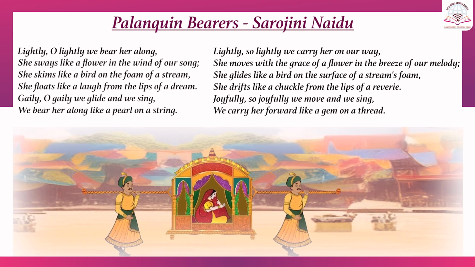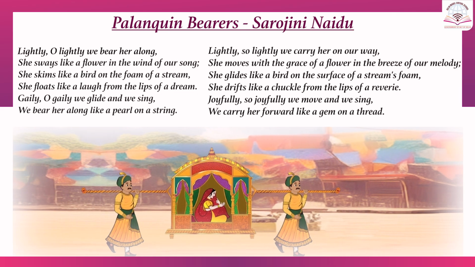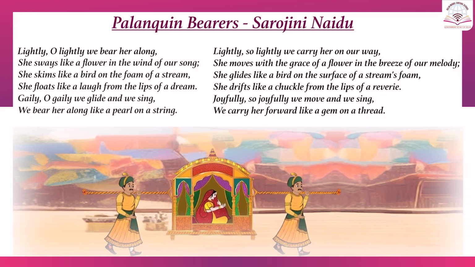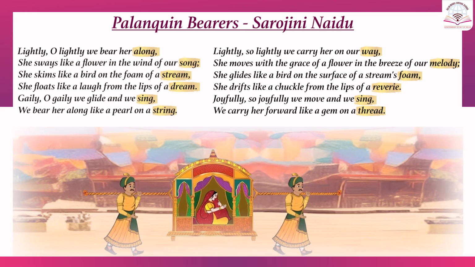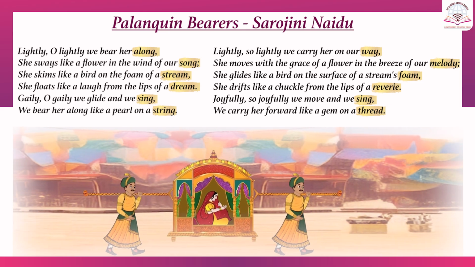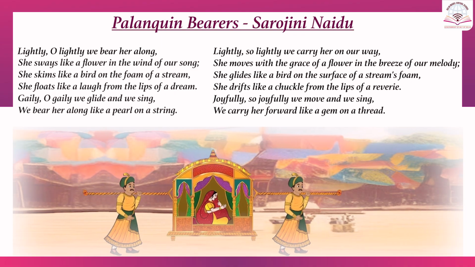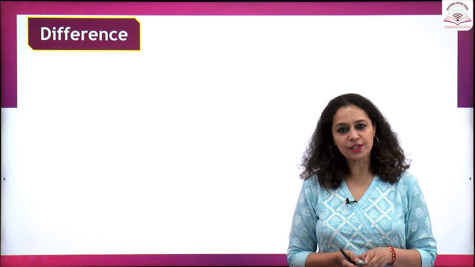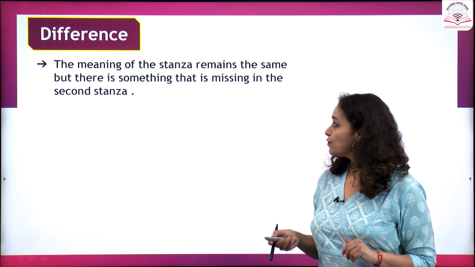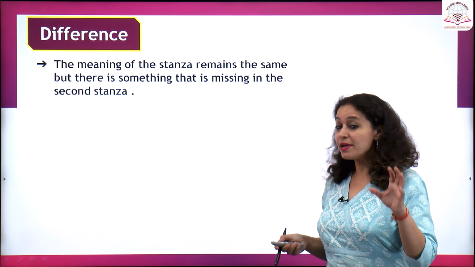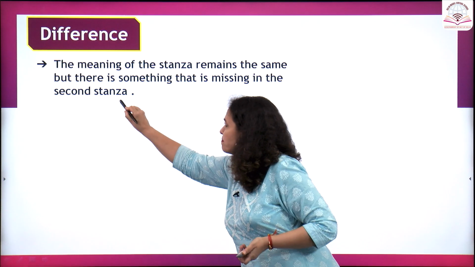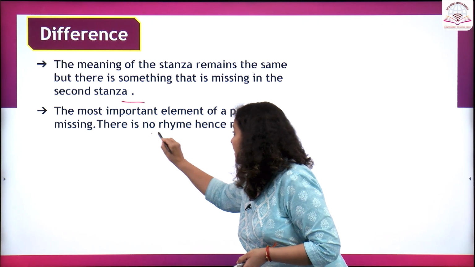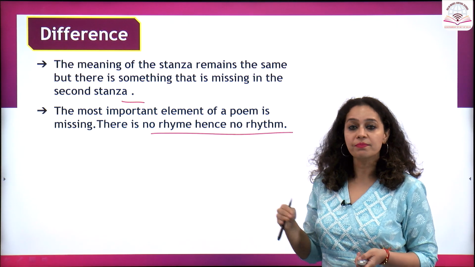Now students, do you realize the essence of this stanza is also the same, but something is missing? Yes, you guessed it right. The rhyme is missing. Thus, the importance of rhyme is highlighted through this example. Now students, that we have listened to two stanzas, let's identify the difference between these two stanzas. First one is that the meaning of the stanza remains the same, but there is something that is missing in the second stanza. The most important element of a poem is missing. There is no rhyme, hence no rhythm.